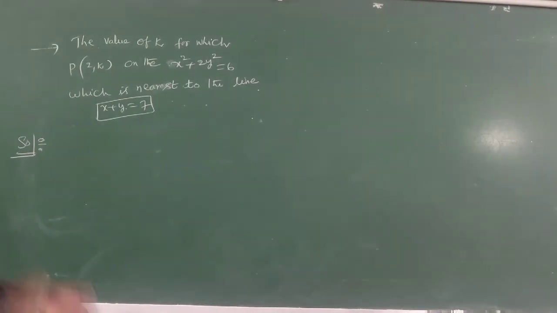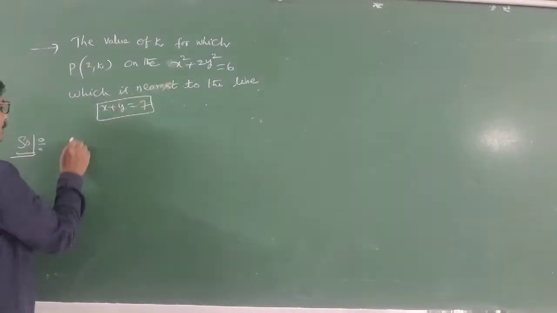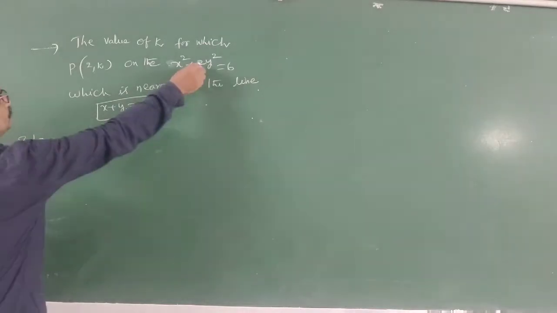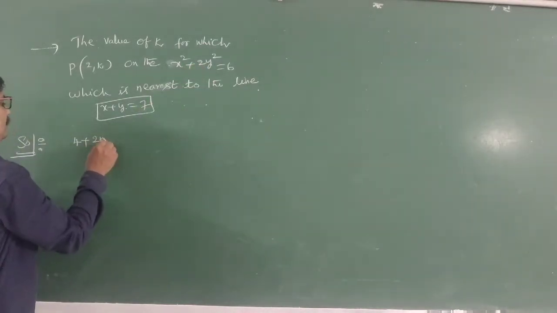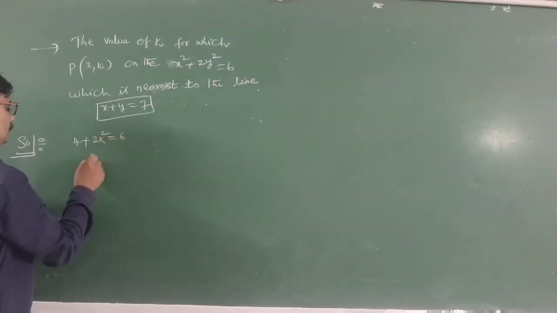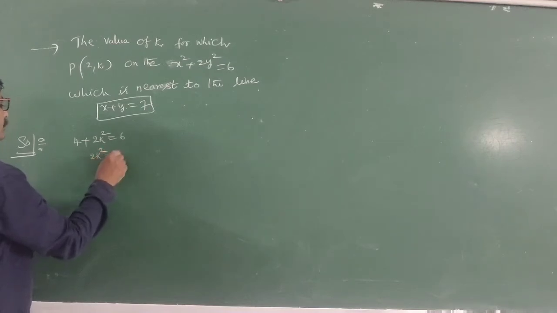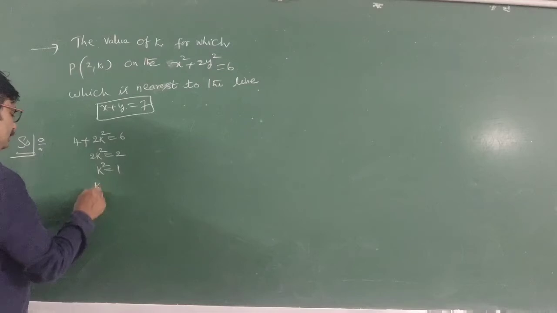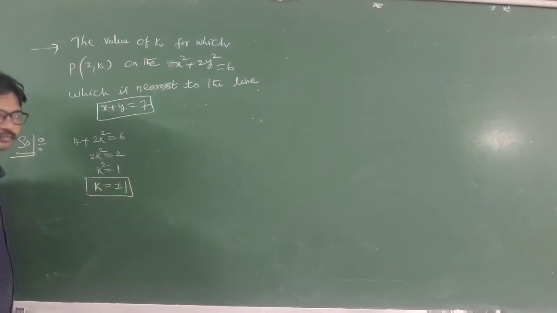So students, what we consider here is the value of k, the point (2, k) on the ellipse, which is nearest to the line. So substituting 2, k here, that is 4 plus 2k square equal to 6. 2k square equal to 2. K square equal to 1. K is plus or minus 1.